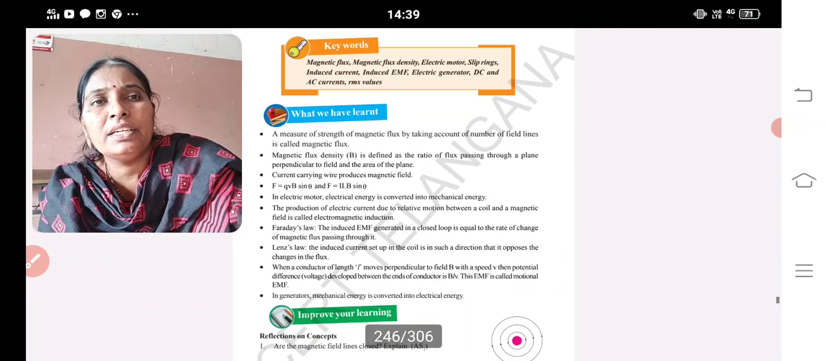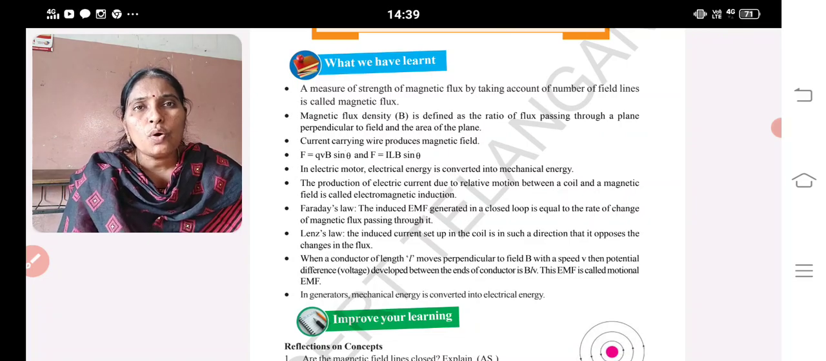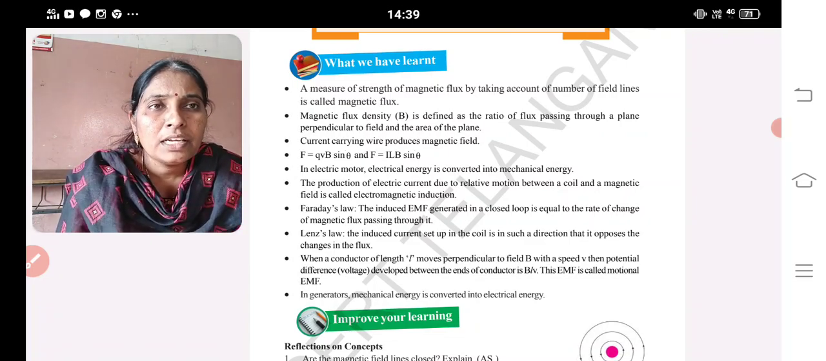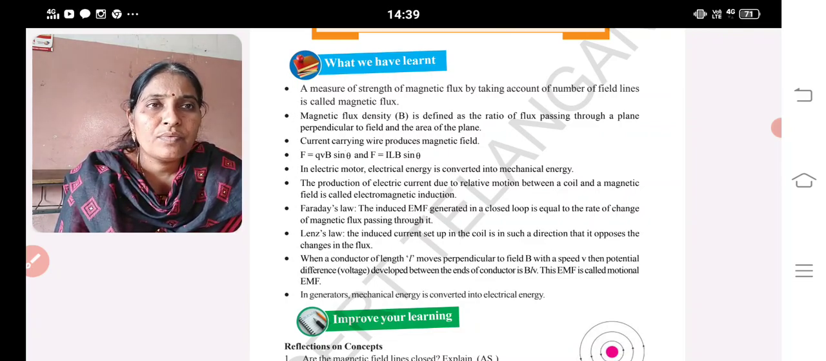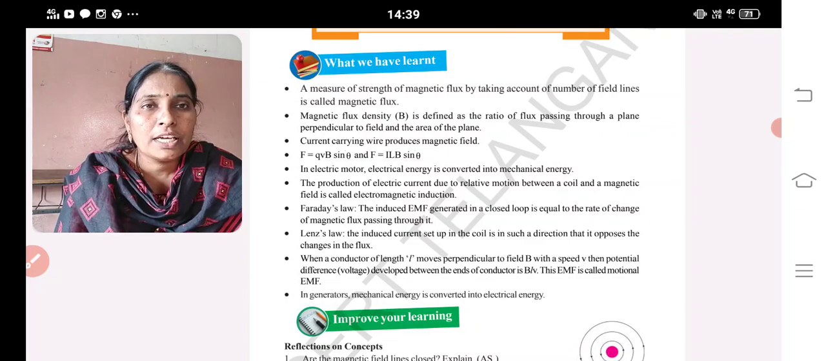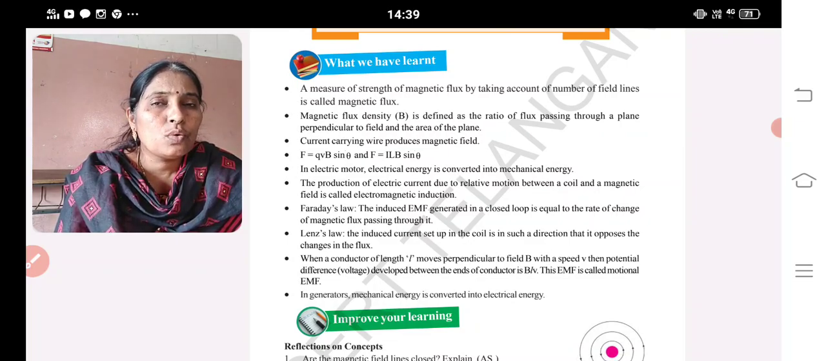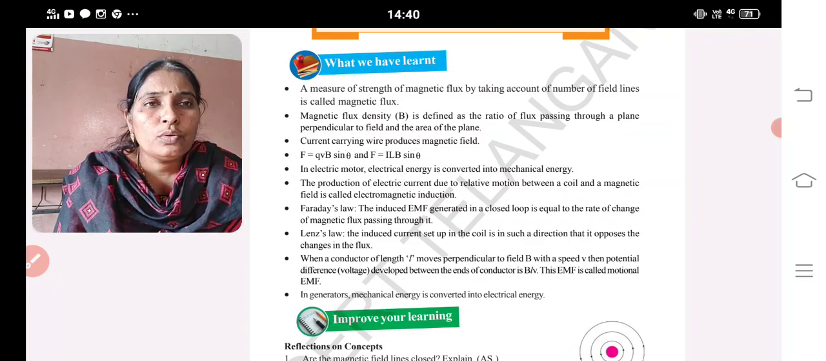So with this we completed our lesson on electromagnetism. A measure of the strength of the magnetic field, taking into account the number of field lines, is called magnetic flux. Magnetic flux is defined as the flux passing through a plane perpendicular to the field. A current carrying wire produces a magnetic field. In an electric motor, electric energy is converted into mechanical energy. The production of electric current due to relative motion between a coil and a magnetic field is called electromagnetic induction. The induced EMF generated in a closed loop equals the rate of change of magnetic flux. This is known as Faraday's law, most important.